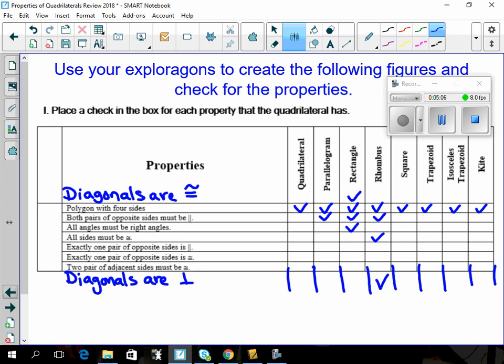Okay, let's keep going. A square. Are the diagonals congruent? Try to make them with the pencil on your picture on your desk. What do you think? They are congruent. Both pairs of opposite sides must be parallel. All angles must be right angles. All sides must be congruent. A lot of things are true about squares, huh? Diagonals are perpendicular. I agree. And actually, no, this is fine. Good?